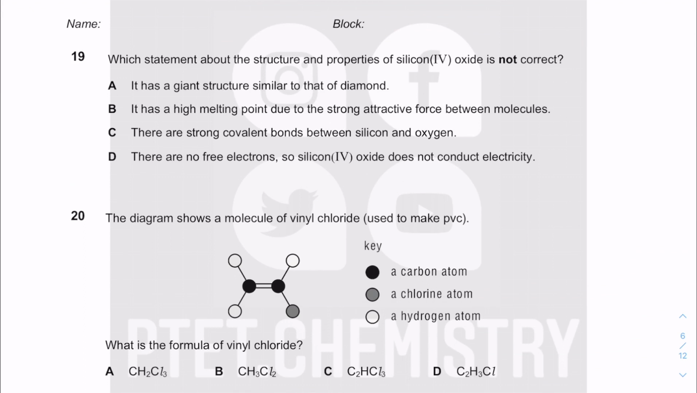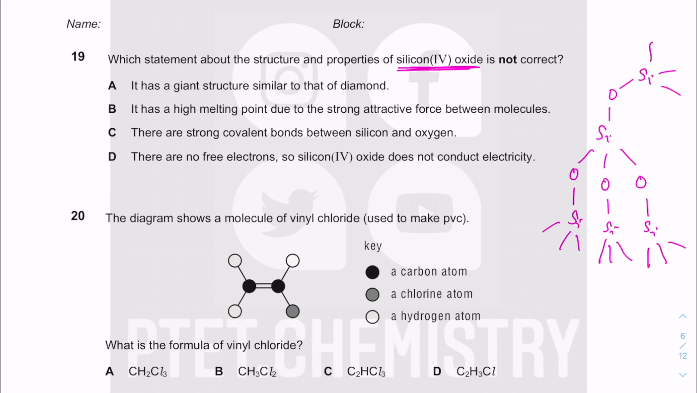Question 19. So we're looking at silicon(IV) oxide. The structure, as you know, you should be able to sketch very quickly. I mentioned it in an earlier question, so I don't want to repeat the same thing again and again. I need to show the silicon bonded to 4 oxygen, so I just show it as branching like this. So it's a giant molecular structure. So it has a giant structure similar to that of diamond. I agree that it has a giant structure, but it's not really similar to that of diamond.